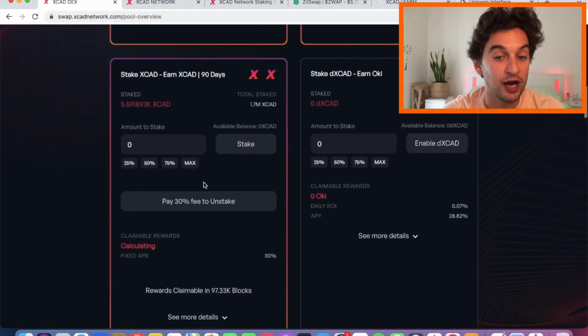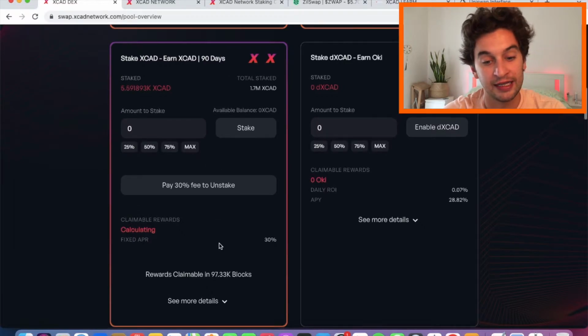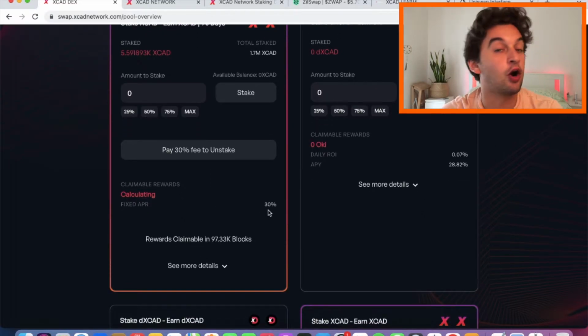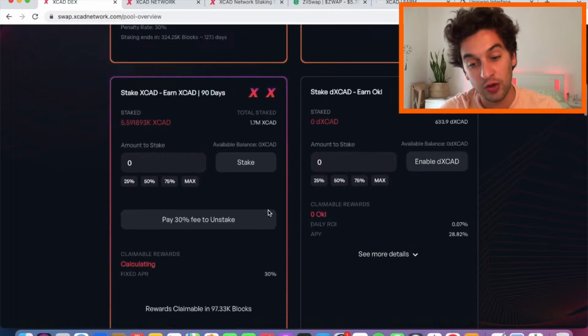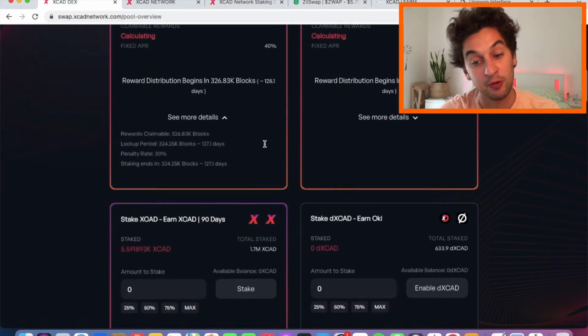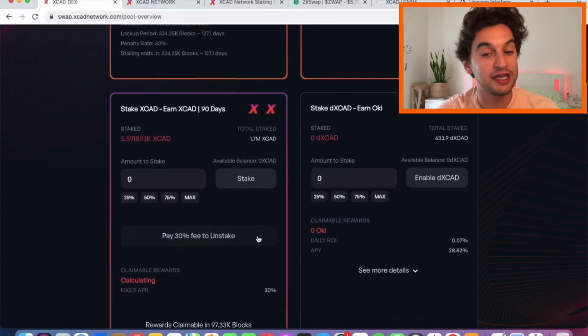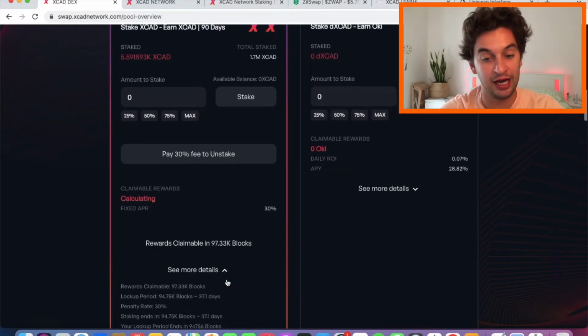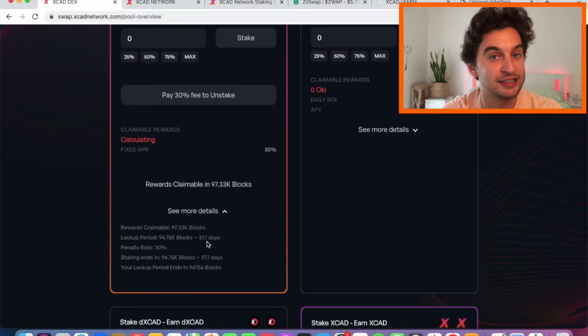But I could have it. I decided to do it for 3 months, for 90 days, and I am getting an APR of 30%. If I would have gone and staked for 6 months, I would have got 40%, but I am happy with the 30%. And knowing that in case anything happens, I will have my funds available in 37 days.